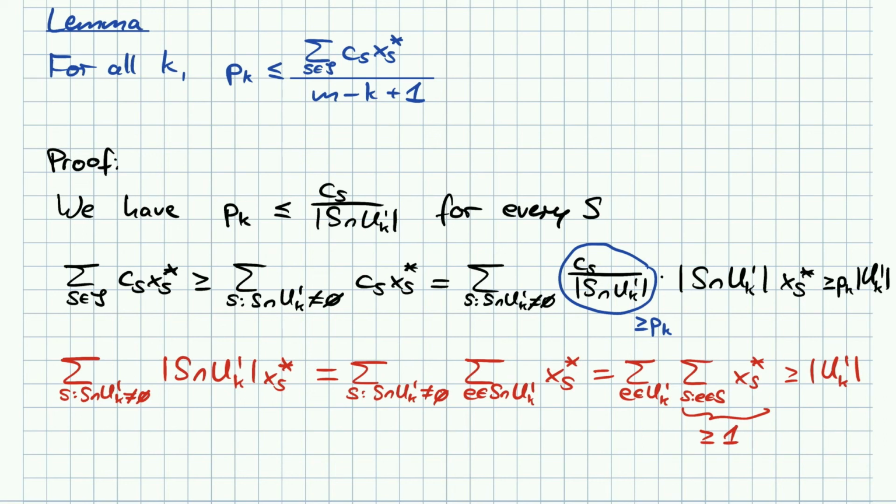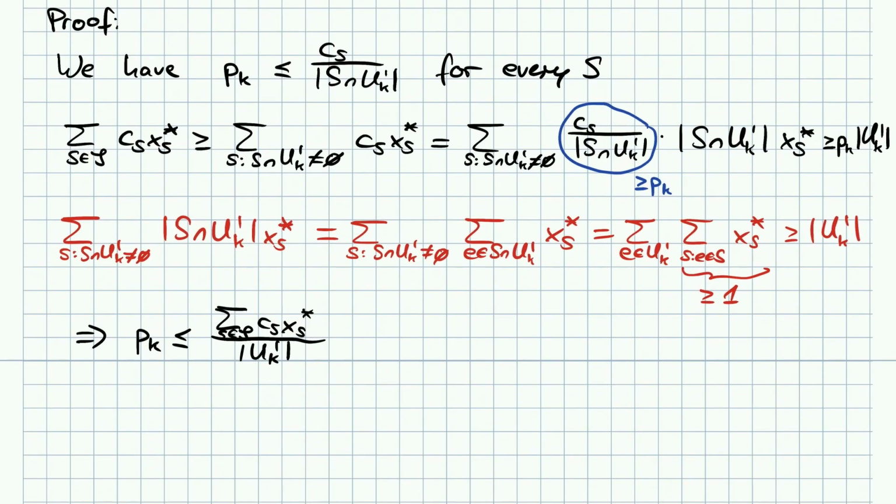And what does this tell us? This tells us that pk is no more than the optimal objective function value divided by the cardinality of UK prime. And what's the cardinality of UK prime? The cardinality of UK prime is the number of elements that are not covered before the kth element is covered.